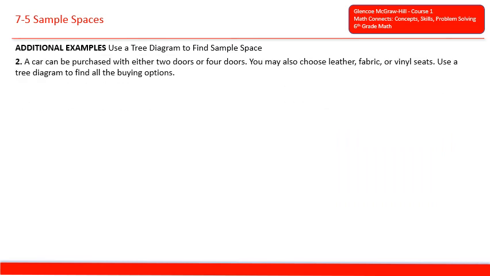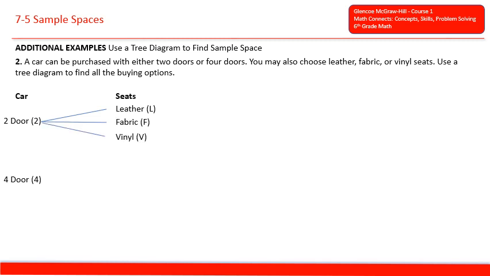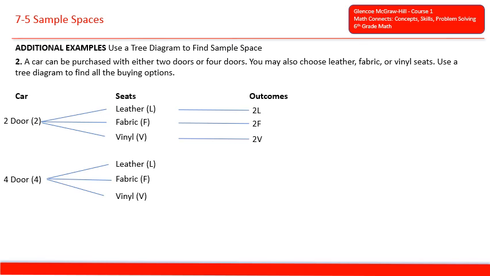And use a tree diagram to find sample space. A car can be purchased with either 2 doors or 4 doors. You may also choose leather, fabric, or vinyl seats. Use a tree diagram to find all the buying options. So the car is either 2-door or 4-door. And the seats are either leather, fabric, or vinyl. Then we'll have the same options for a 4-door. And the outcomes would be a 2-door leather, 2-door fabric, 2-door vinyl, 4-door leather, 4-door fabric, 4-door vinyl.